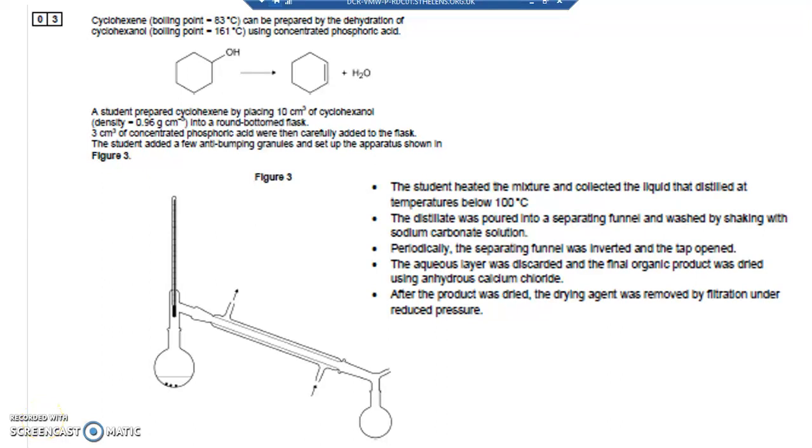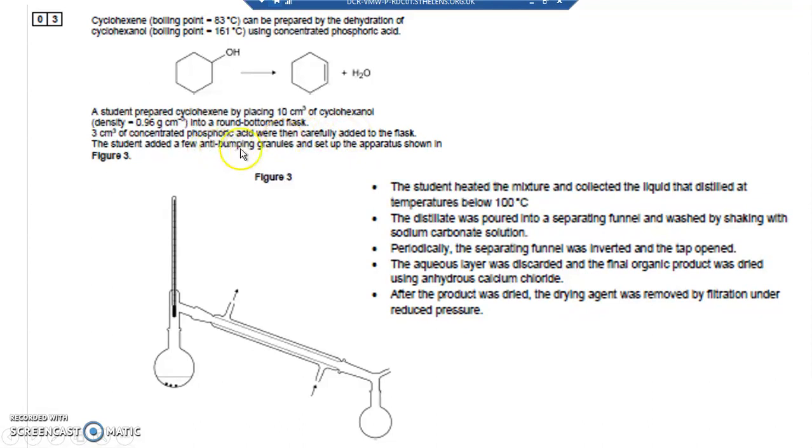Question 3. Cyclohexene can be prepared by the dehydration of cyclohexanol using concentrated phosphoric acid. You usually use concentrated sulfuric acid, but in this case they've used concentrated phosphoric acid. It'll do the same thing. Prepared cyclohexene by placing 10 cm cubed of cyclohexanol, density 0.96, into a round bottom flask. So we could use density equals mass over volume. Here we've got the density, we've got the volume. We could work out therefore the mass of cyclohexanol that we've got.